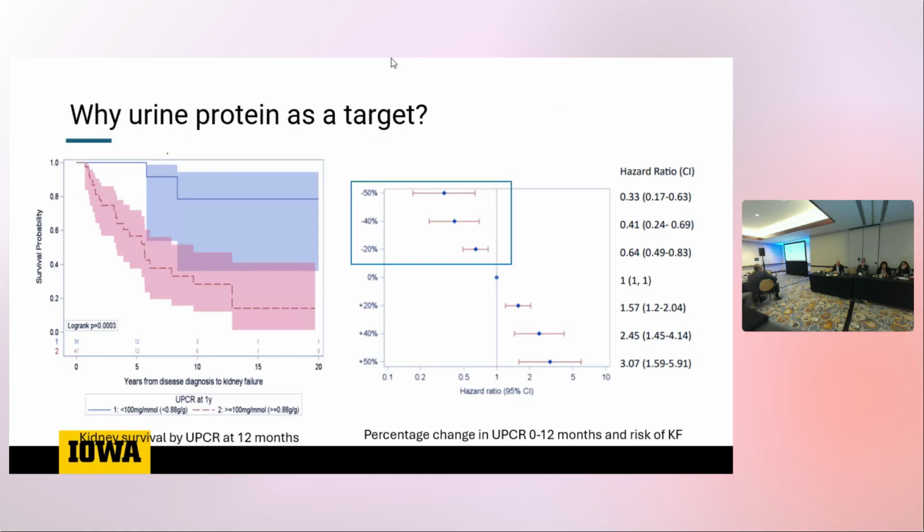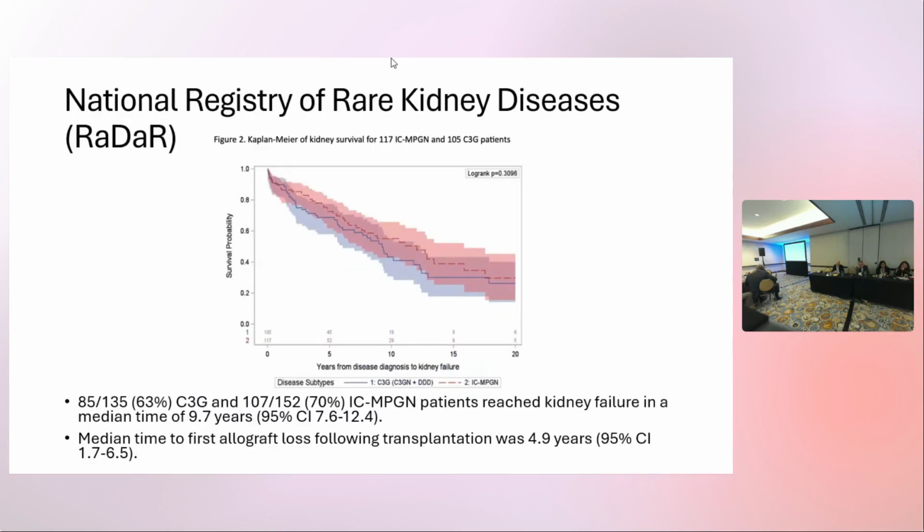But I also like this presentation from the RADAR group in that they've also shared with us, based on their data, what the hazard ratio is for reaching kidney failure based on what you're able to do as far as proteinuria reduction, which fits beautifully into our clinical trials, right? If we can reduce the proteinuria, we reduce the risk for developing kidney failure. So these actually occurred after the trials were already started, but these are important reasons, if you will, to be able to use proteinuria as a target.